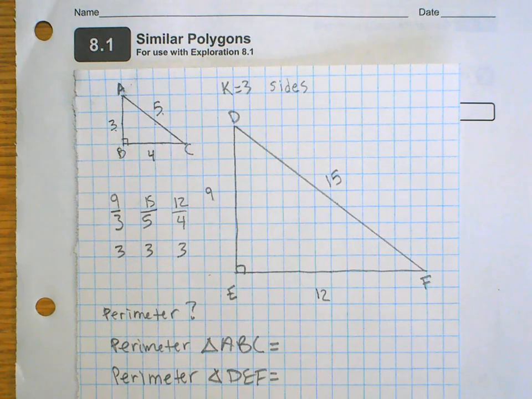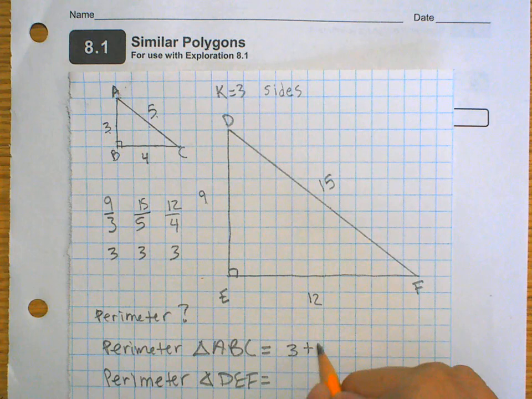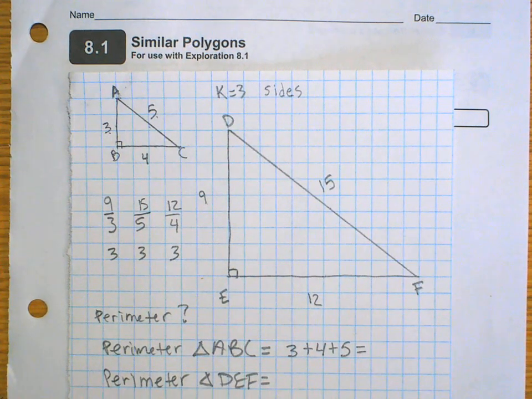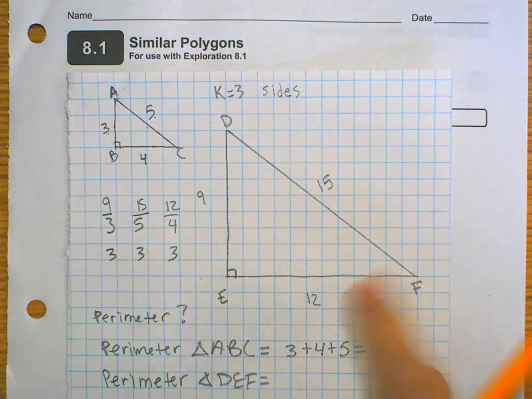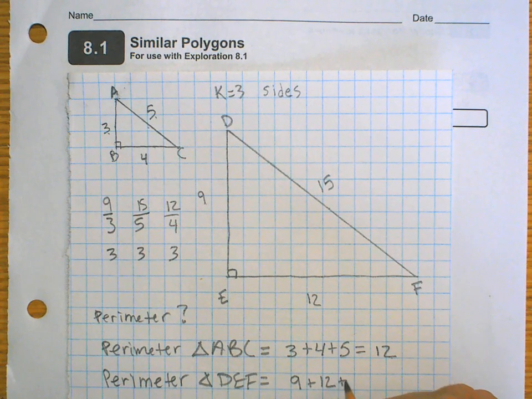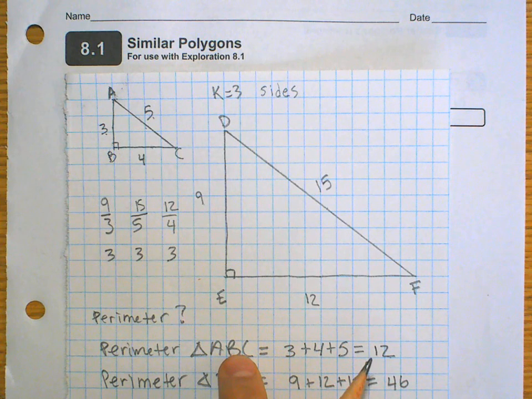Okay, so the perimeter of triangle ABC is very simple. All you have to do is add your side lengths. That's going to give you 12. Add the side lengths of this one. 9 plus 12 plus 15. You add those all together and you get 36. So how does the perimeter of DEF compare to the perimeter of ABC?